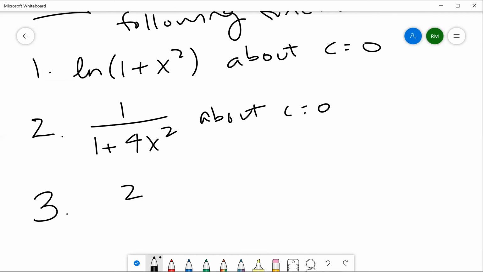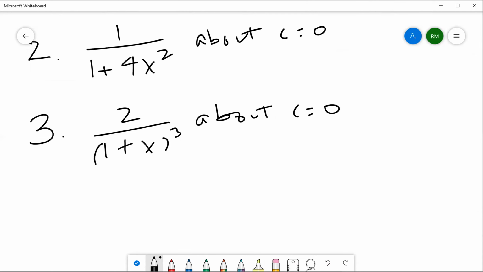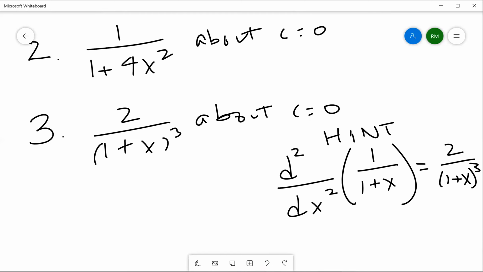Third, 2 over 1 plus x cubed about c equals 0. Now, this one, what you want to know is that you actually need to do 2 derivatives. But the second derivative of 1 over 1 plus x equals 2 over 1 plus x cubed. So you'll need to use this fact right here to help you figure out what the power series will be. So give that an attempt in your notes right now.